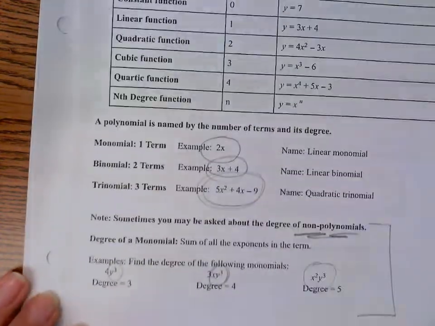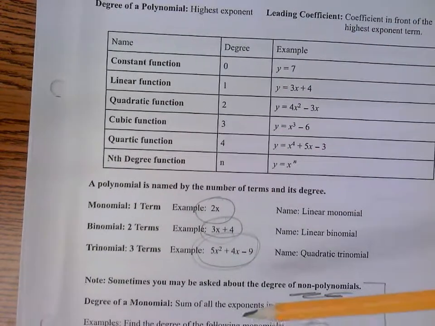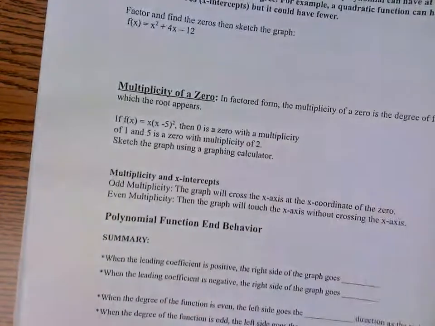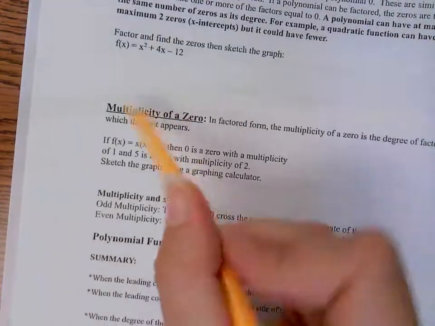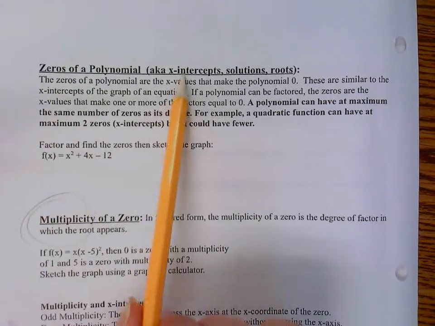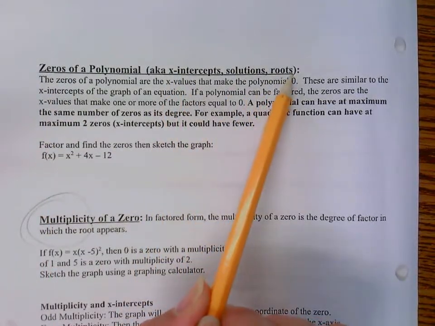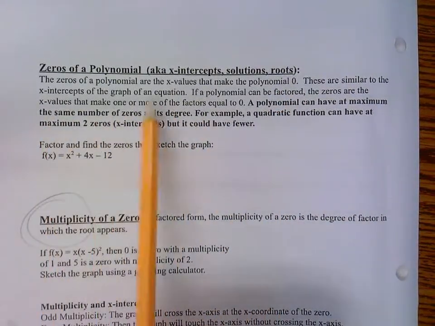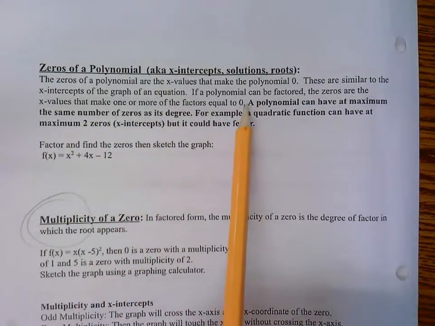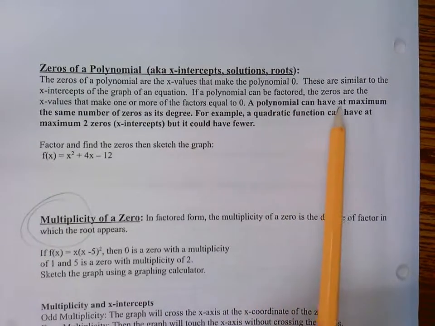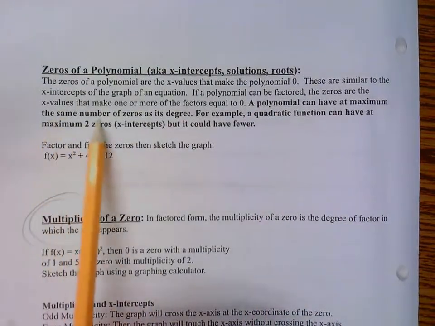All right, so there's a lot of terms on there to know and refamiliarize yourself with if you aren't familiar with them. Here's something that, multiplicity, might be a little bit new for you. Might not have learned it in Algebra 2. You should know that a 0 can also be called an x-intercept, a solution, or a root. And if the polynomial can be factored, the zeros are what makes it equal 0. I put in bold a new rule for you that you might not know. A polynomial can have at maximum the same number of zeros as its degree.